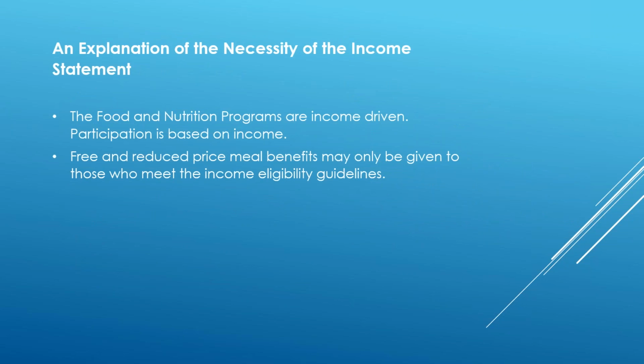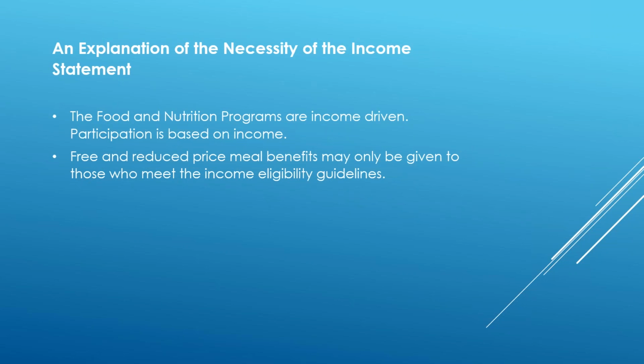This generally doesn't apply to day students because they have an application and we're going to know what the income is, but it gets a little tricky when you deal with the household of one. So if you have a kid who is a household of one and they have a job and they have income coming in, that income would be used to determine if they are eligible for free or reduced price meal benefits.